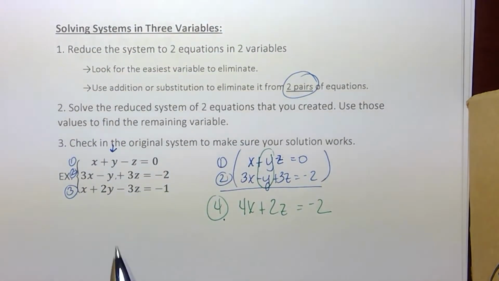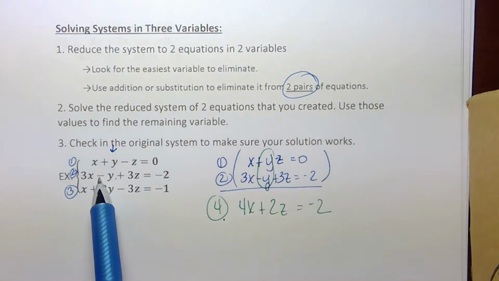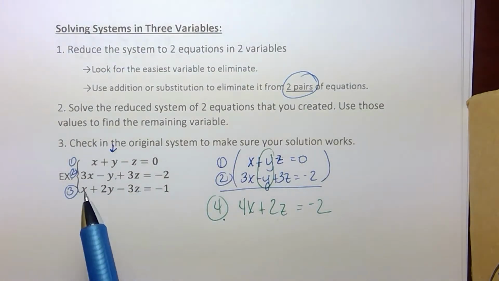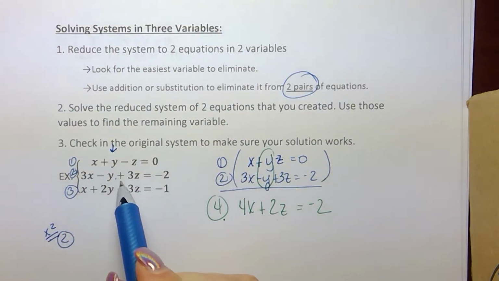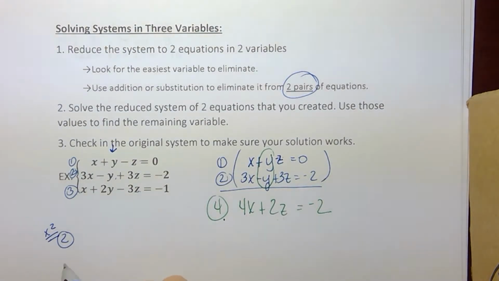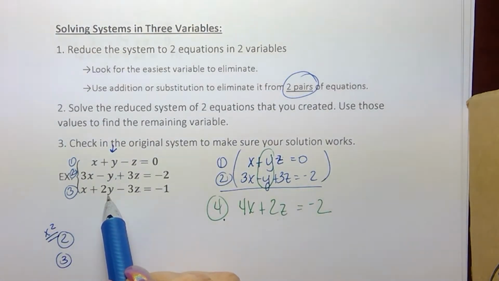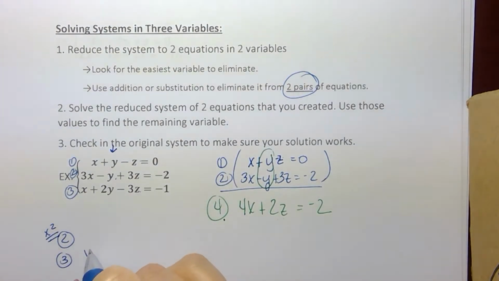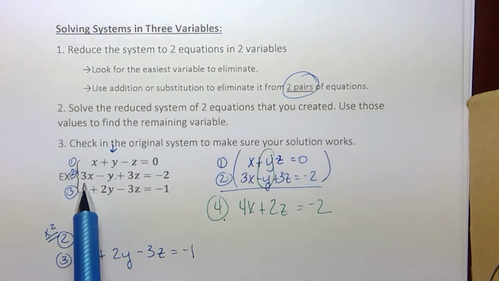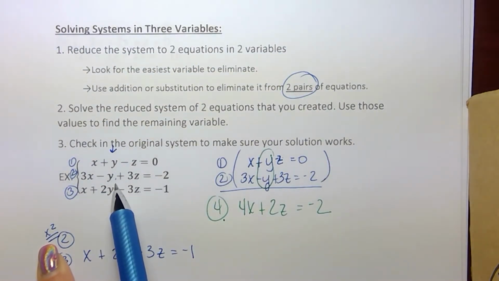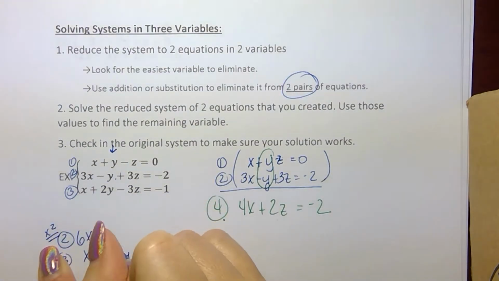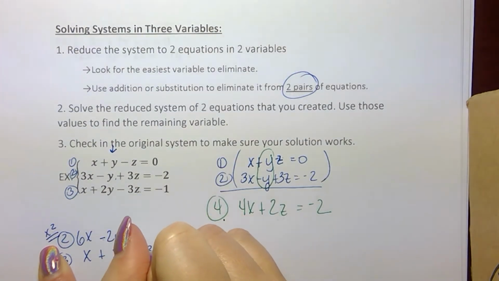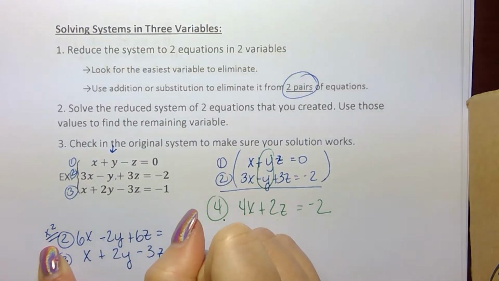Well, it looks like I'm going to choose to do 2 and 3 because I've already got a negative y here and a positive y here. If I take equation 2 and multiply it times 2, I get negative 2y, and then I'm going to add that to equation 3, which has positive 2y. So I'm not changing equation 3. I'm just copying it down. I am changing equation 2 by multiplying it by a positive 2 so that my y's will add to 0. So this becomes 6x minus 2y plus 6z equals negative 4.